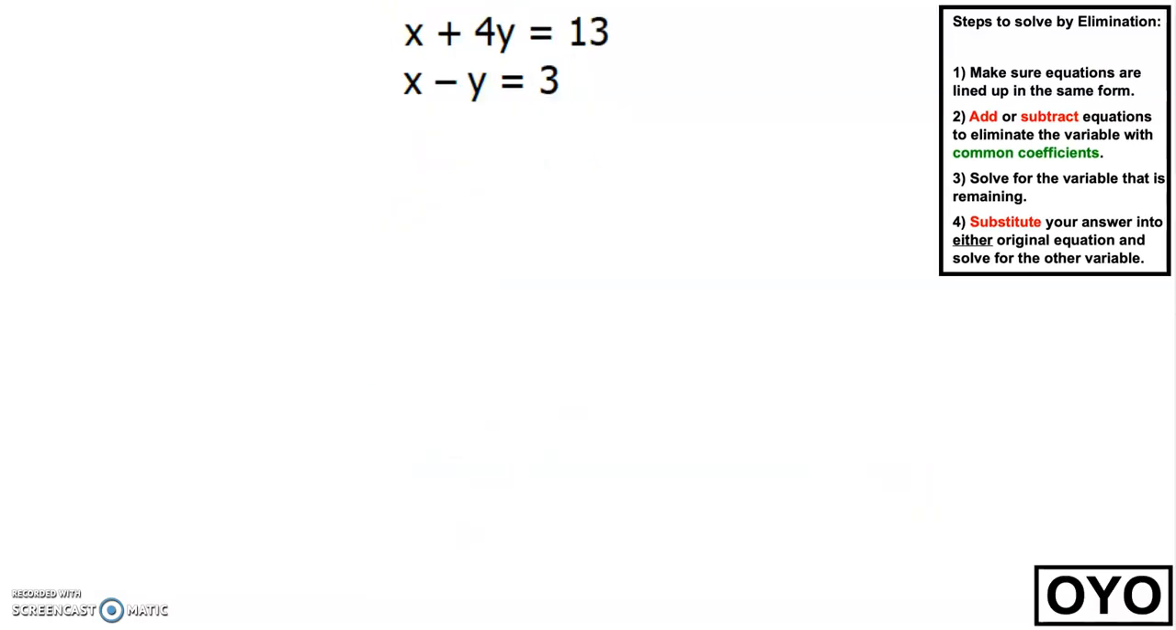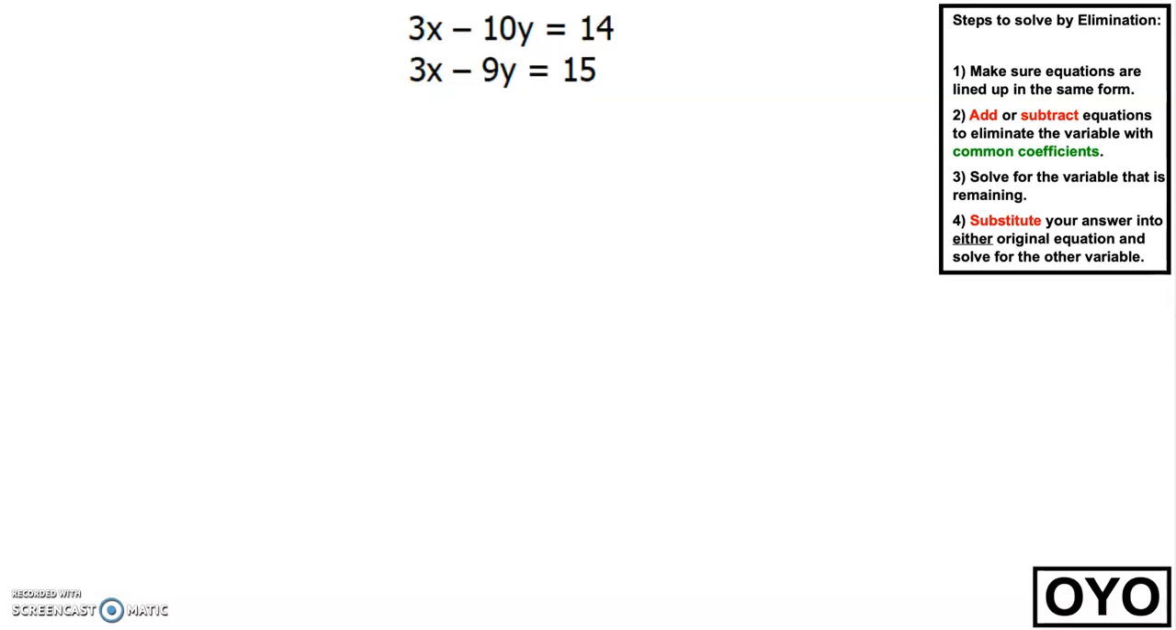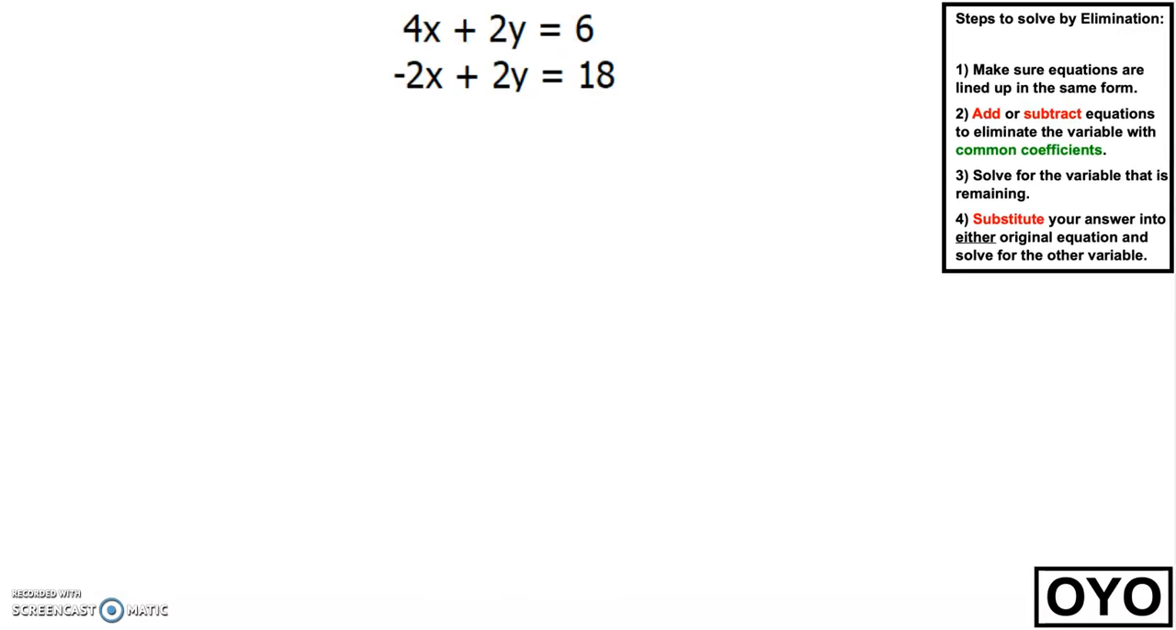This next problem is on your own. Notice that your x's both have a coefficient of 1. This one is also on your own. Notice that the x terms both have a coefficient of 3. Here, notice that the y terms here both have a coefficient of 2.